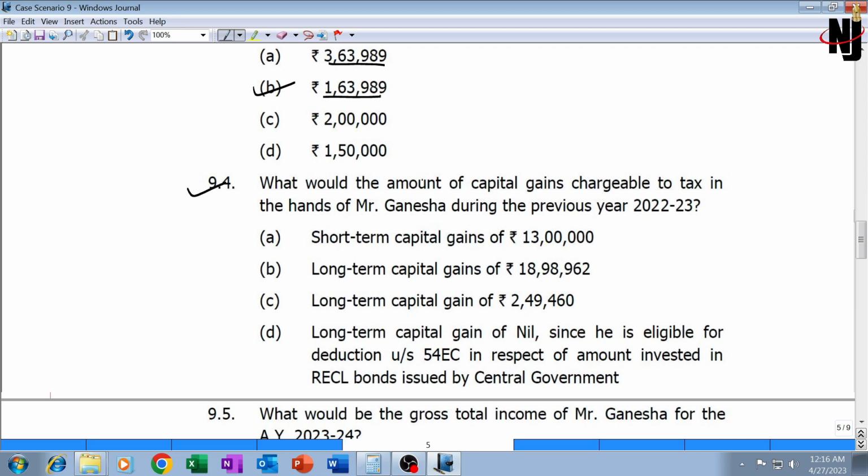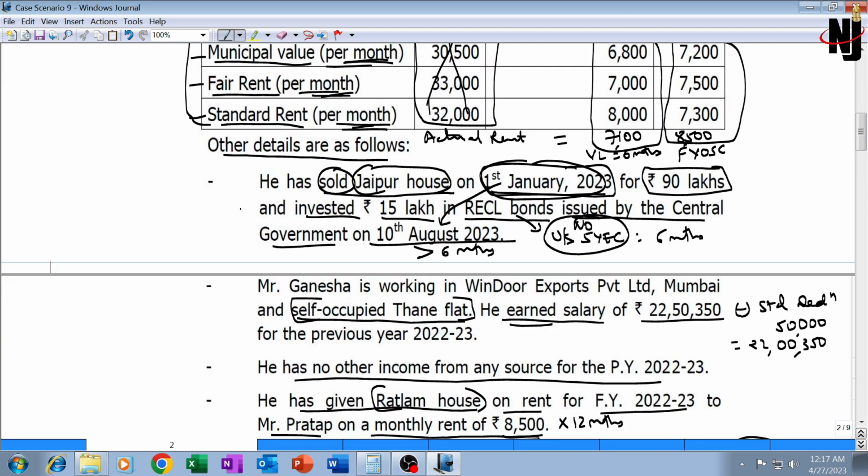Now 9.4. What would be the amount of capital gain chargeable to tax in hands of Ganesha during previous year 22-23? It will be long-term capital gain arising on transfer of Jaipur-based house. Now if you see the question here in the other details, Jaipur house has been sold on 1st January 2023 for rupees 90 lakh. 90 lakh is the sale consideration. 1st January 23, and since period of holding is more than 24 months, it will be long term. He has invested 15 lakh in RECL bonds, but no 54EC because investment has been made on 10th August 2023, which is beyond 6 months.